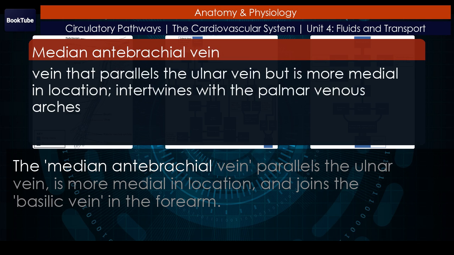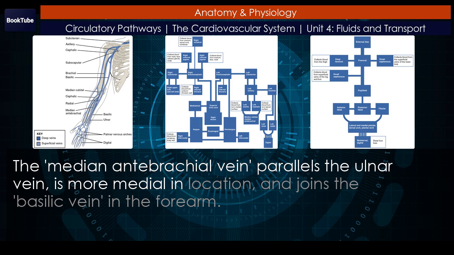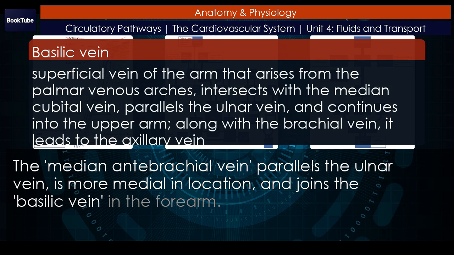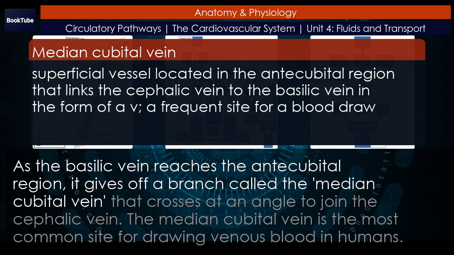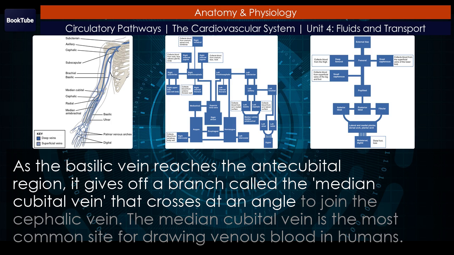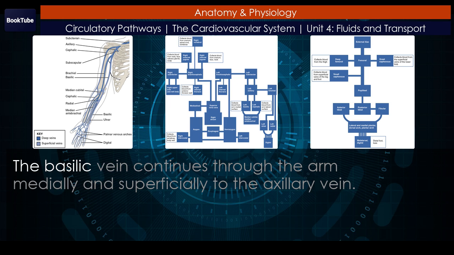The median antebrachial vein parallels the ulnar vein, is more medial in location, and joins the basilic vein in the forearm. As the basilic vein reaches the antecubital region, it gives off a branch called the median cubital vein that crosses at an angle to join the cephalic vein. The median cubital vein is the most common site for drawing venous blood in humans. The basilic vein continues through the arm medially and superficially to the axillary vein.